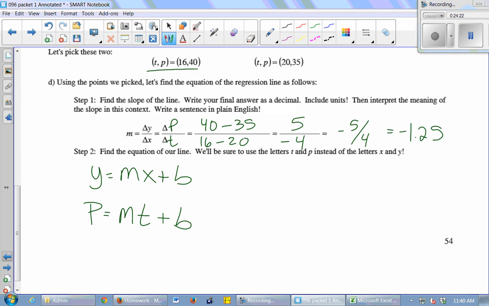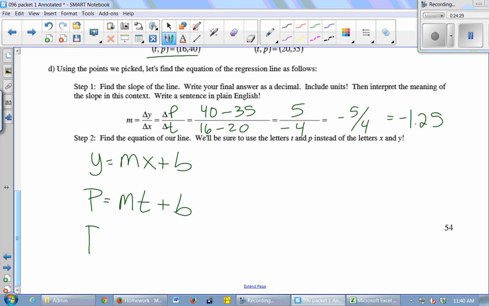Okay, I know the slope, right? We just calculated the slope in step one, so I'm going to replace the m with the slope. So I have p equals negative 1.25 t plus some unknown y-intercept b. Now, how do I find that y-intercept? That's the last thing I need, is the y-intercept. How do I find it?